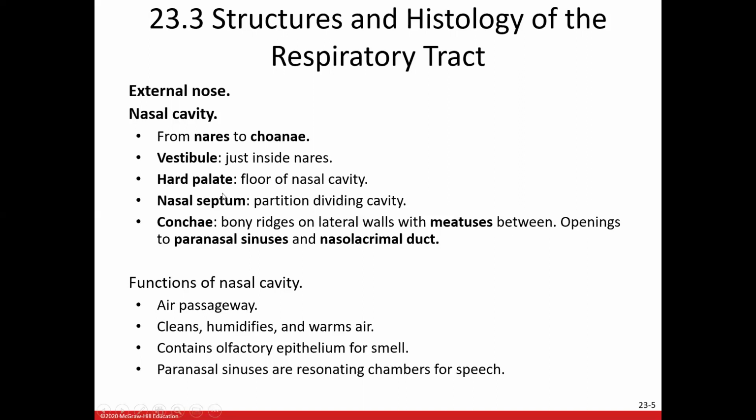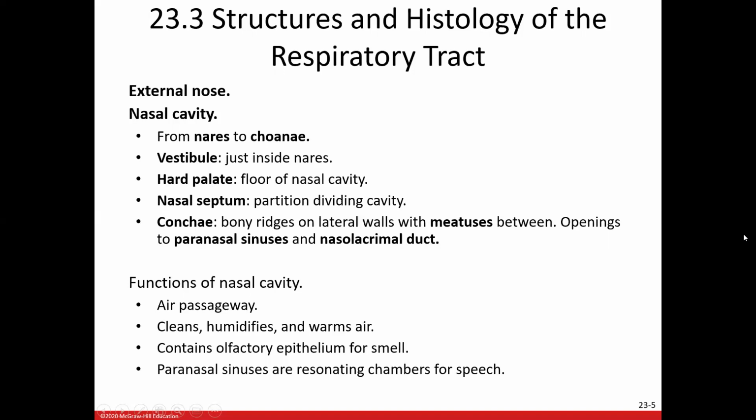You then have a hard palate, which is basically the floor of the nasal cavity, and this is bone, as well as your nasal septum, which is also a bony structure dividing into several cavities. Much of this you probably covered when you did the skeletal system in 157. Additionally, you have those concha structures, which are the bony ridges along the walls that have meatuses or little ridges between them. These lead to a lot of your sinuses as well as your ducts.